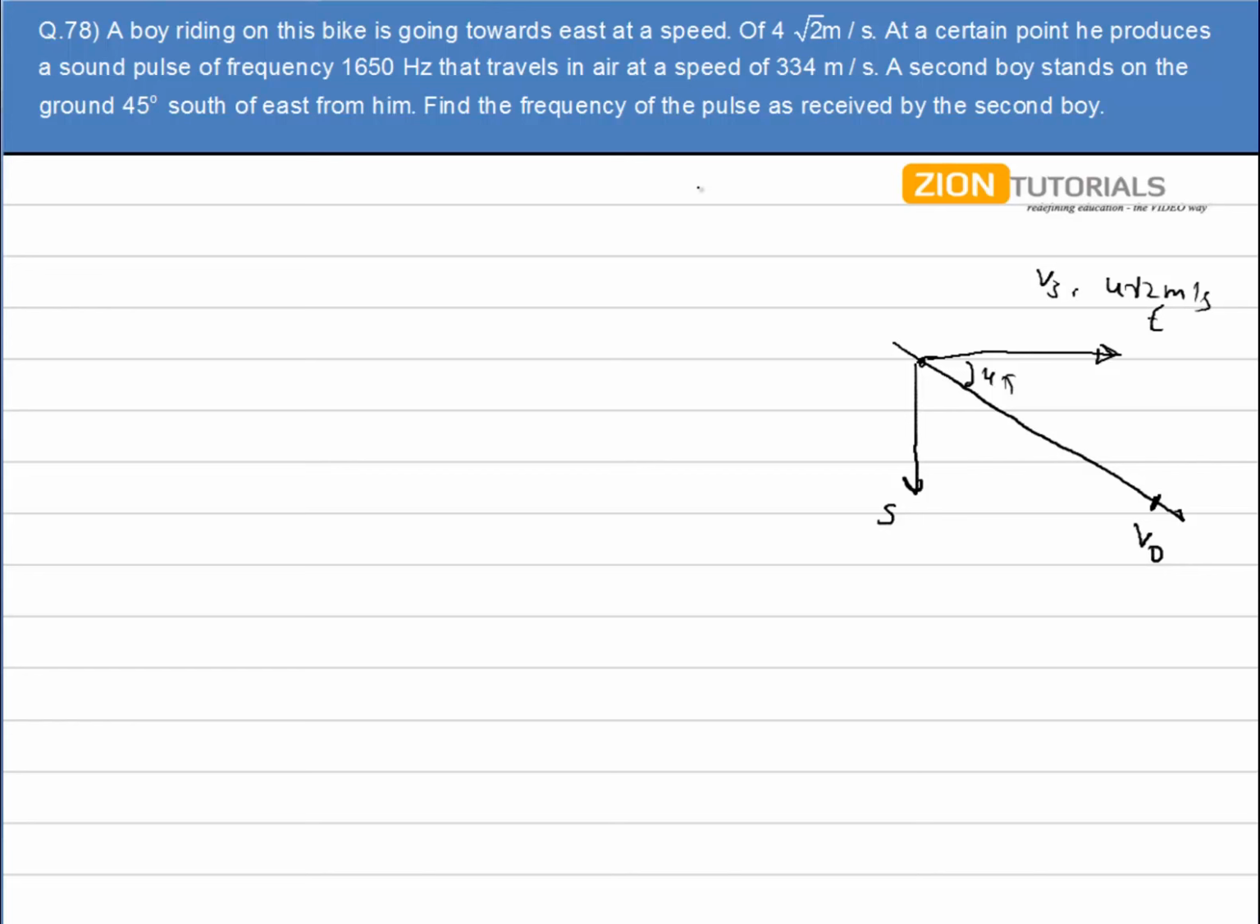Now what I'll do is take the component of the velocity of the source in two directions, one along the observer and another perpendicular to the observer. So the velocity in the direction of the observer will be 4√2 cos 45, and the other will be 4√2 sin 45. Now 4√2 sin 45 is in the direction perpendicular to the observer, so it won't create any difference.